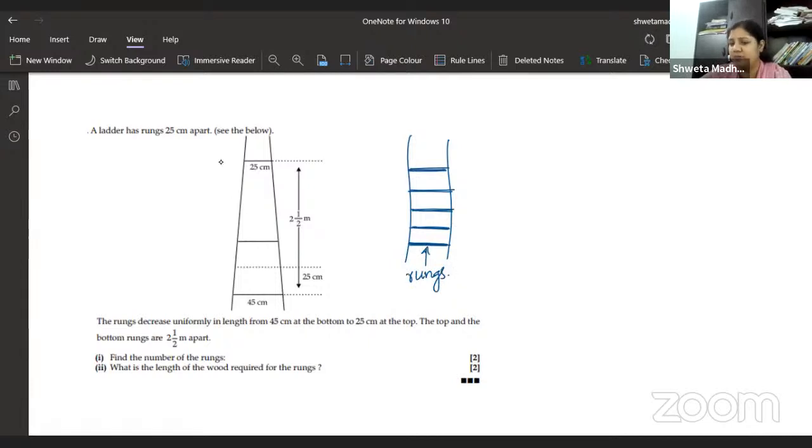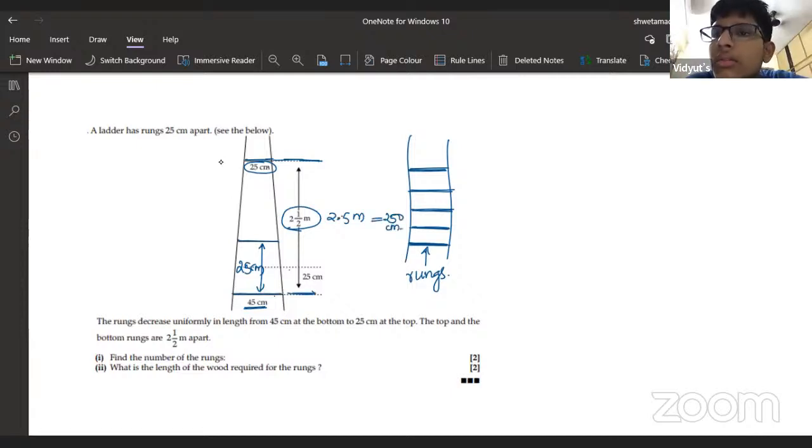Here, the rungs are equally spaced, but the length is not equal. The length of the rungs keeps on decreasing as we move upward. The first one, the lower one, has a length of 45 centimeter, and the highest one is 25 centimeter. The distance between each rung is 25 centimeter. The total distance between the last and the first is 2.5 meter, which is 250 centimeters.